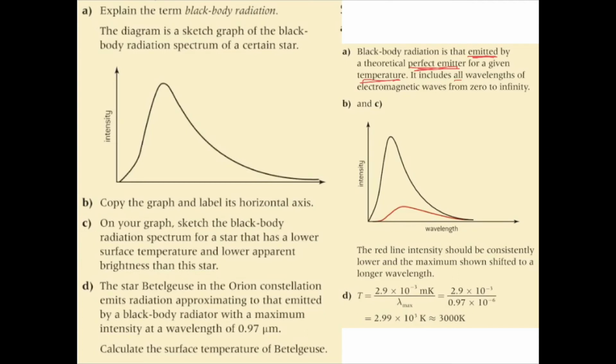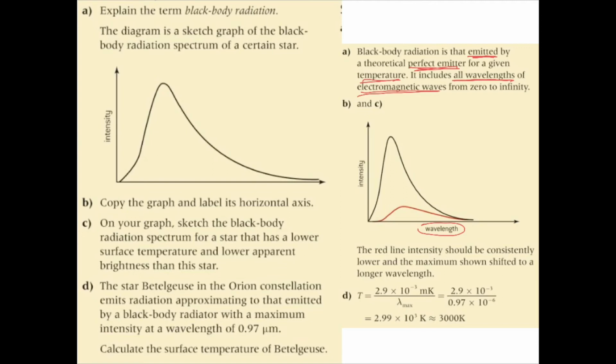It includes all wavelengths. This is what we were talking about at the very beginning of this video, right? That includes all wavelengths of electromagnetic waves, okay? So the blackbody radiation is what's being emitted by a perfect emitter for a given temperature, including all wavelengths, all right? So this right here, letter B, is an example of that, okay? Obviously, because of the curve, we know that the x-axis should be the wavelength, the y-axis is the intensity.